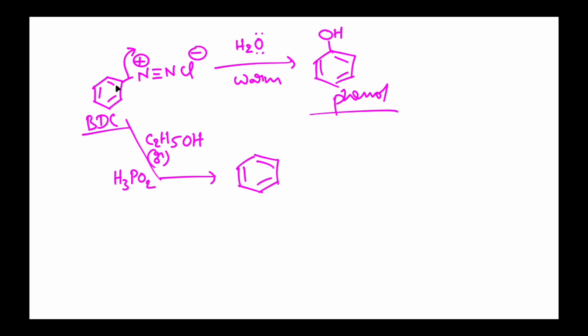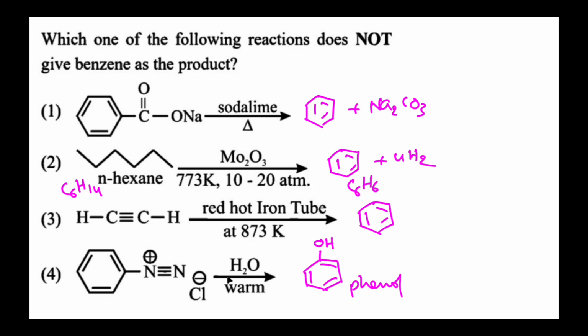So when benzene diazonium chloride is reacted with ethyl alcohol or hypophosphorus acid, then only benzene will form. So the fourth option does not give benzene as the product. So the answer is the fourth one.